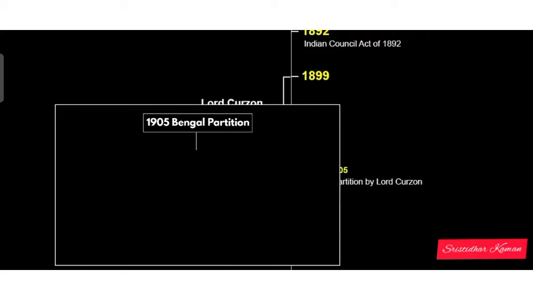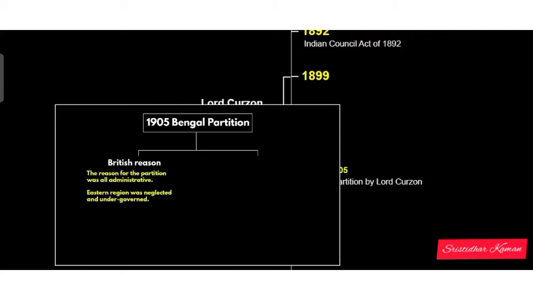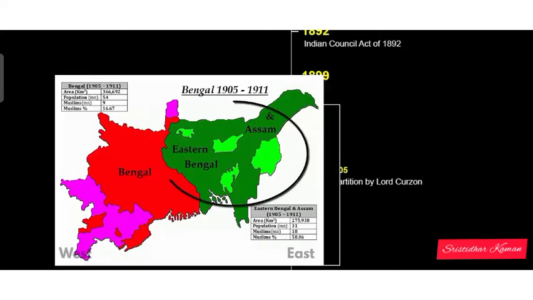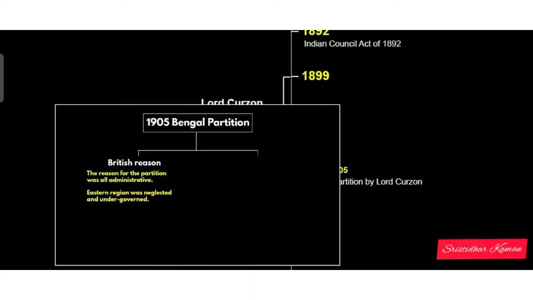As usual, for the British, the reason for partition was all administrative. Governor General Curzon had stated that the eastern region was neglected and undergoverned, and hence by splitting the province, an improved administration could be established. However, the actual motives behind the partition were different. The British wanted to weaken the position of the Bengali Hindu politicians, since Muslims would now dominate in the east.